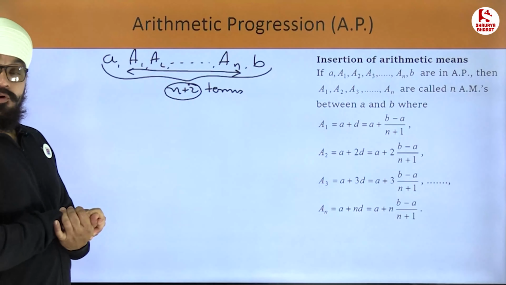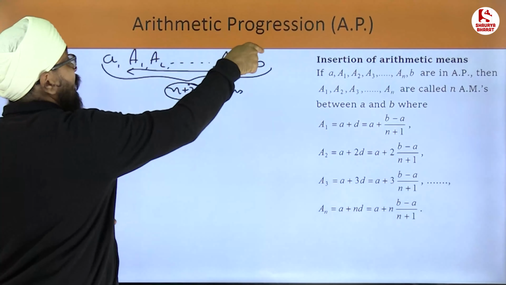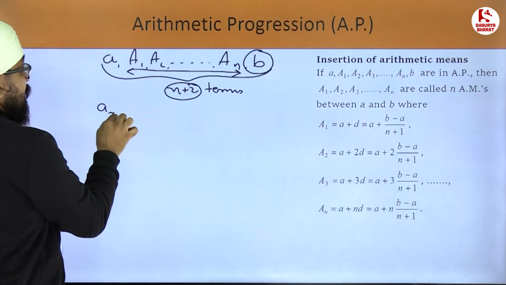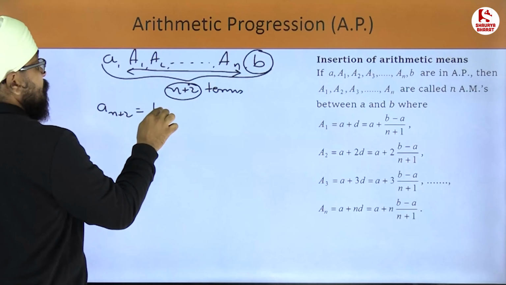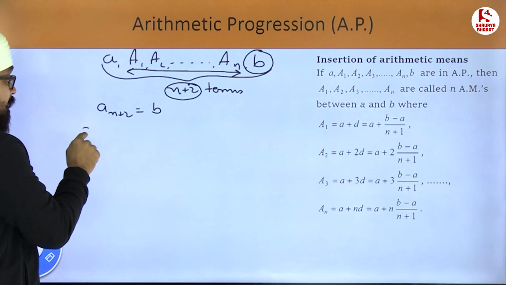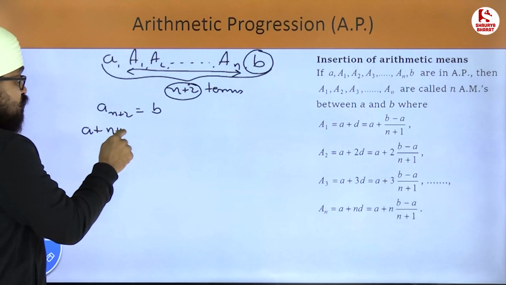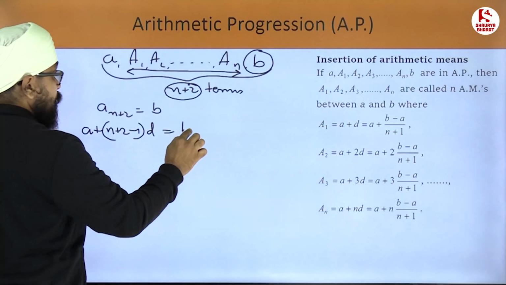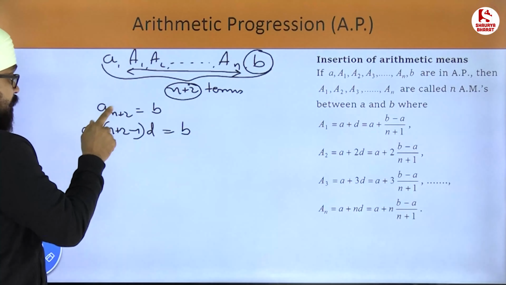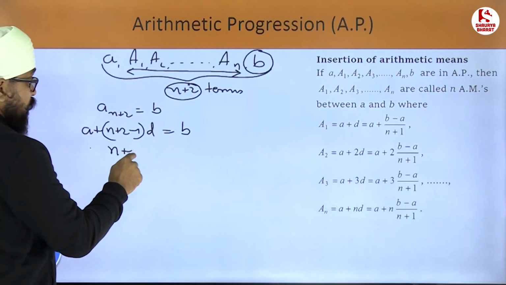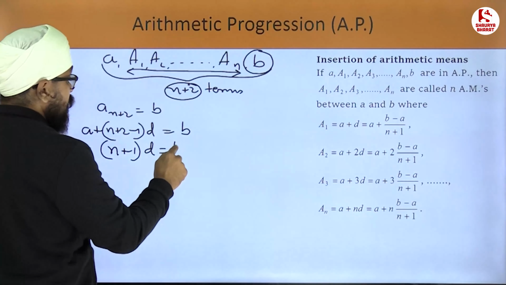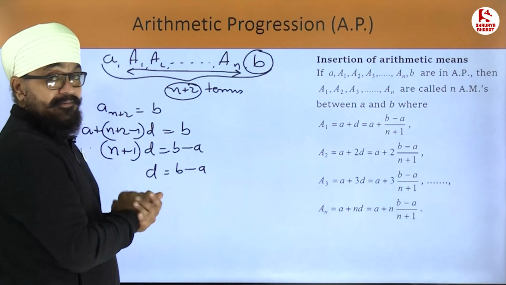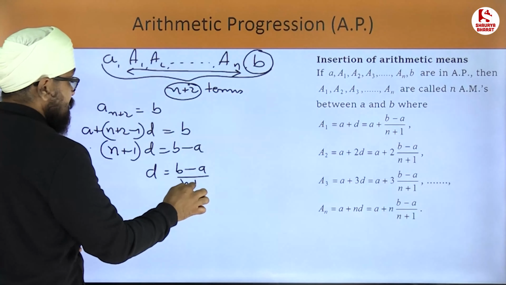Clear? So what you can say here, we know that this is actually n plus 2 terms. So b is having the position n plus 2, which is b. If I expand it as a formula, it is a plus n plus 2 minus 1 common difference is equal to b. This becomes a, I will take it to that side, it becomes n plus 1 into d is equal to b minus a. So d, that is the new common difference that we are having, is (b minus a) divided by n plus 1.